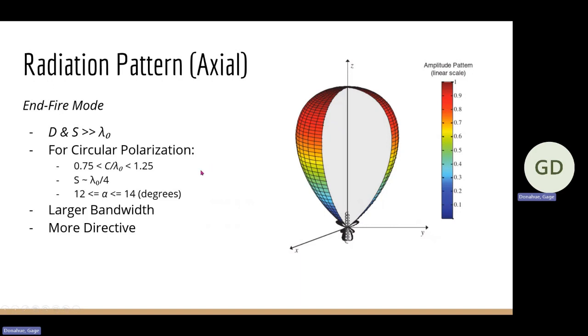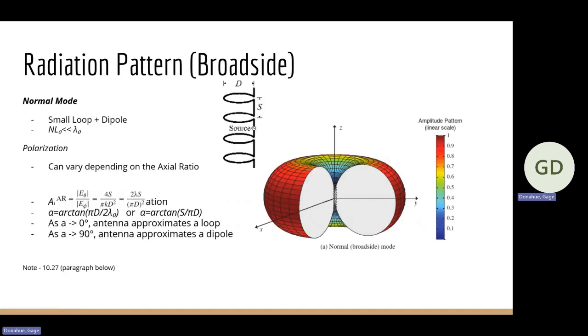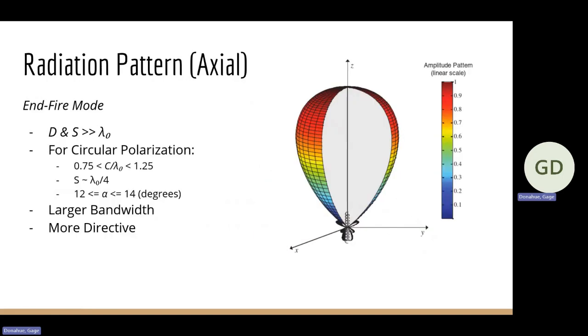Your spacing S will also have to be approximately 1/4 lambda, and that alpha I talked about earlier will have to be between 12 and 14 degrees in order to achieve this nice circular polarization. Operating in this end fire mode, it's got the added benefit of having larger bandwidth, and as you can see with your eyes, it's more directive than the old broadside mode.